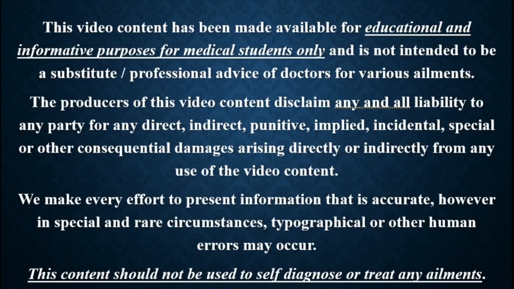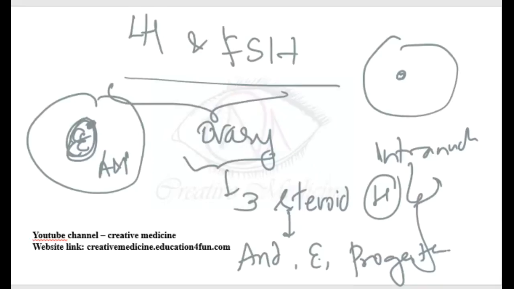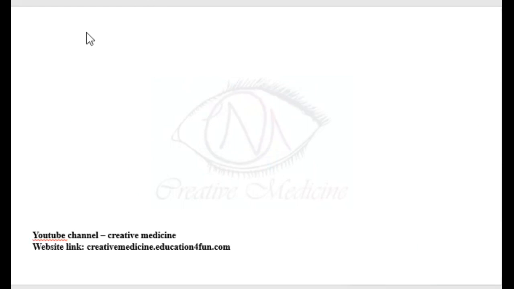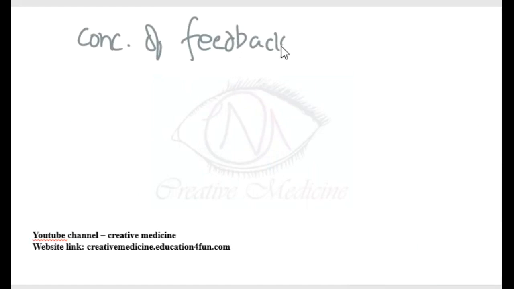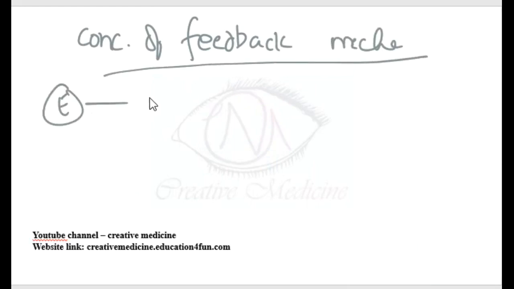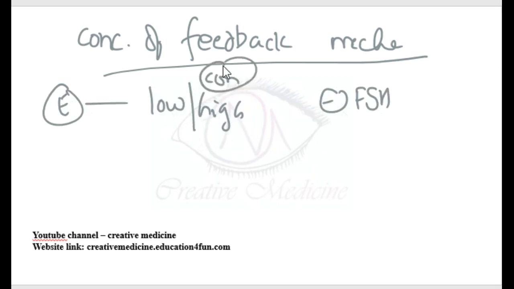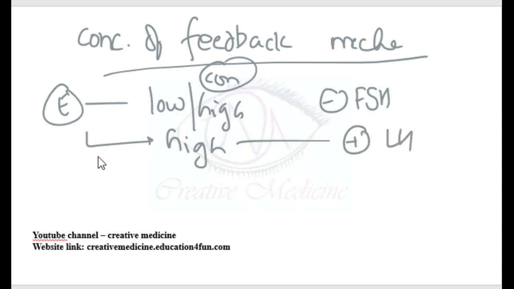In this lecture, we will learn about the effect of concentration on feedback mechanisms. Estrogen at low concentrations or at high concentrations has negative feedback on follicle stimulating hormone. Estrogen at high concentrations has positive feedback on luteinizing hormone. Estrogen at low concentration or normal concentration has negative feedback on luteinizing hormone.